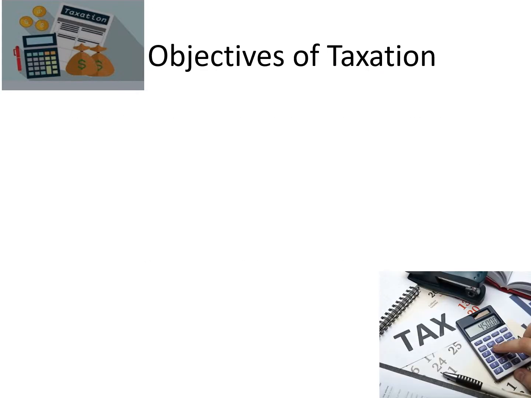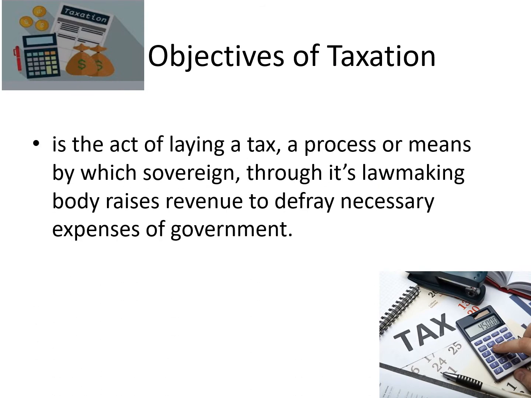Okay? So what is the objective of taxation? Taxation is the act of levying taxes, or the process by which the sovereign, through its law-making body, raises revenue to defray the necessary expenses of the government. So take note, they say the lifeblood of the government is taxation, because the government is protecting its people, or stabilizing the difference between the rich and the poor through the payment of taxes, because the higher the income, the higher the tax. So this is the objective of taxation.